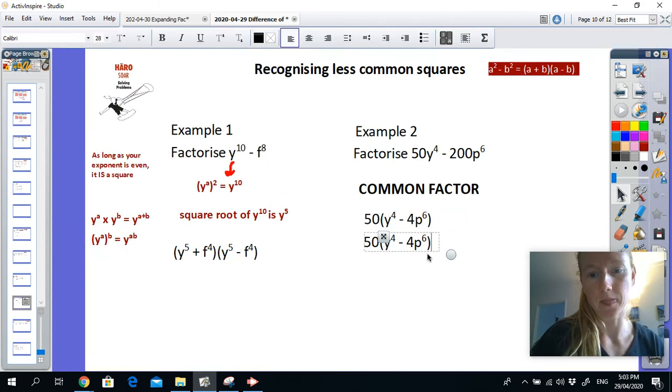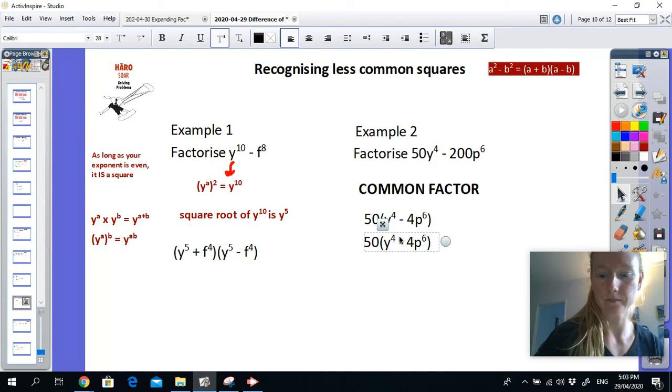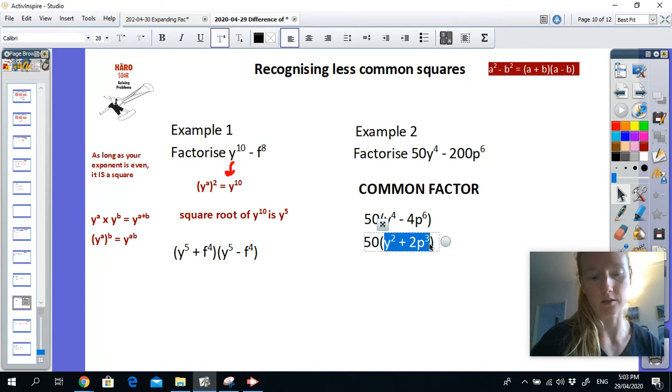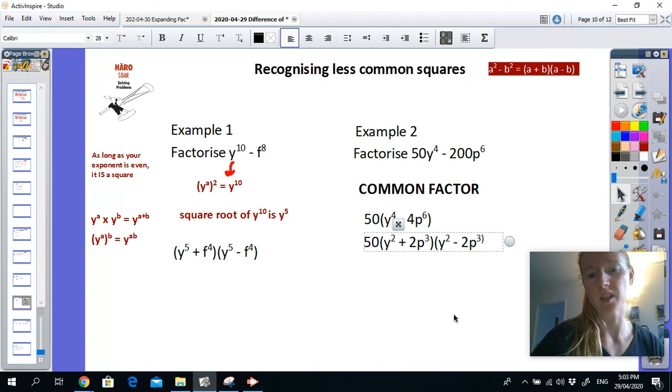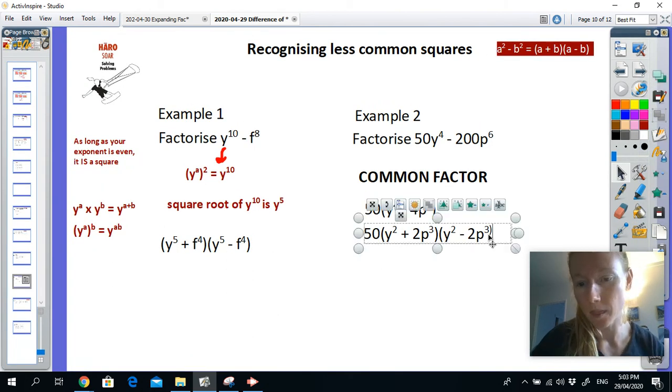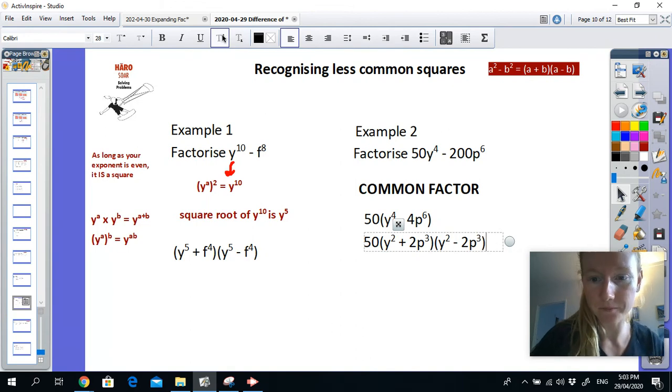So again, we can do a similar thing here. Okay, halving that exponent of y to square root it, halving that exponent of 6 to square root it, and then square rooting our 4. Okay. Get our contents of our brackets for the difference of two squares. Okay. 1 plus bracket and 1 minus bracket. Doesn't matter which way around.